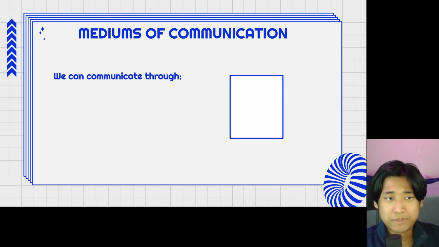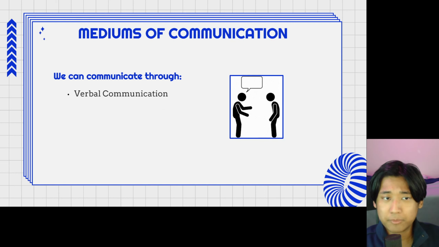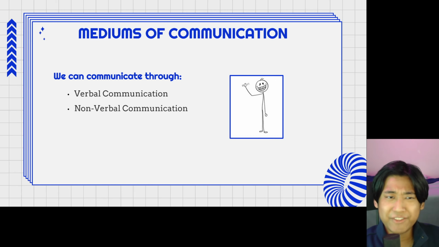So there are four mediums of communication, and the first medium is verbal communication. Now, this can be written language, spoken language, and basically it's the use of words to transfer information to someone else. Now, the second type of communication is nonverbal communication, and in this picture, this person is waving at us. He's nervously smiling, and through his body language, we can infer a ton of different things.